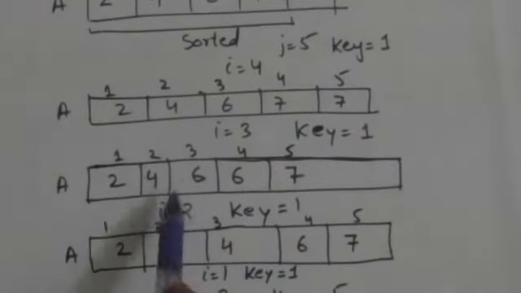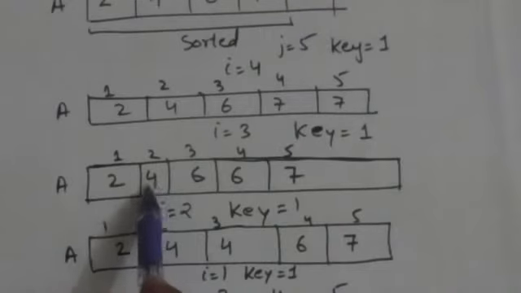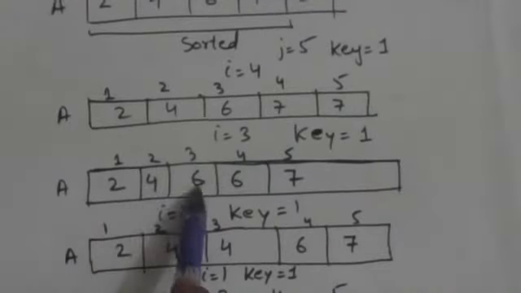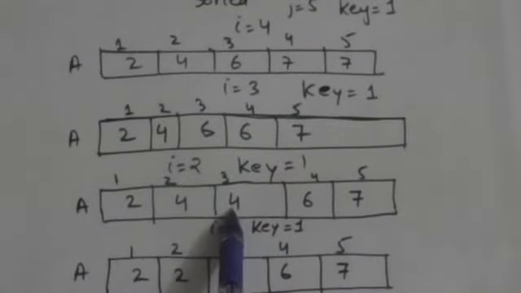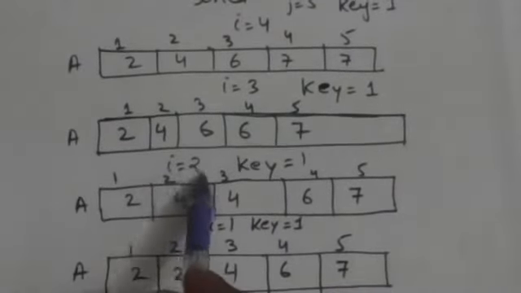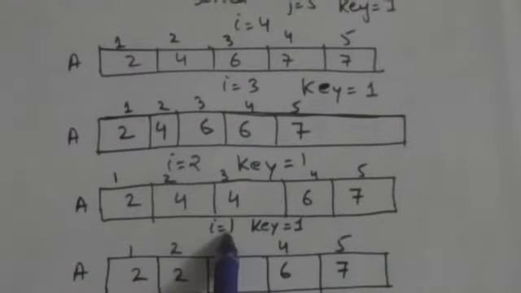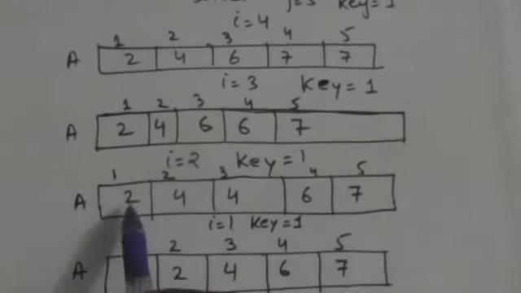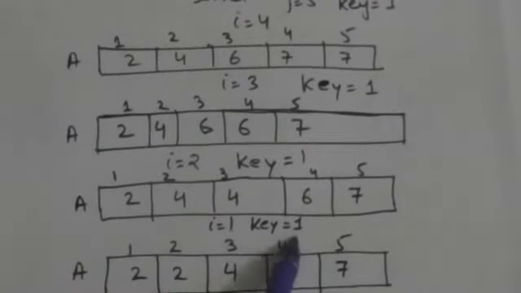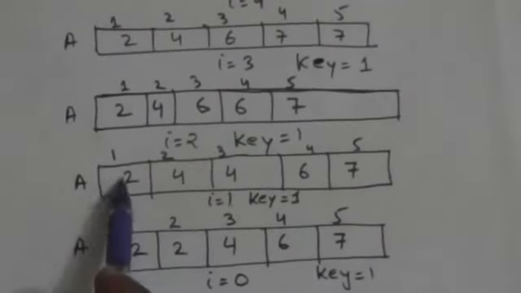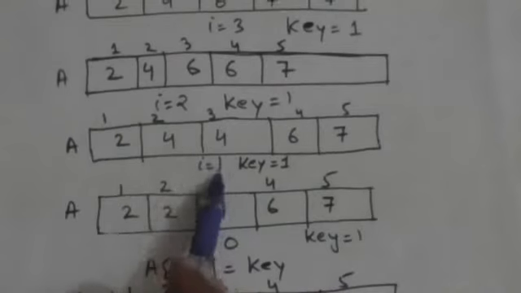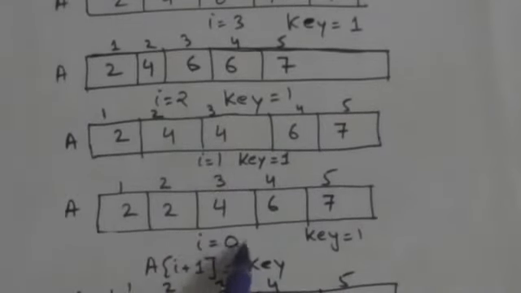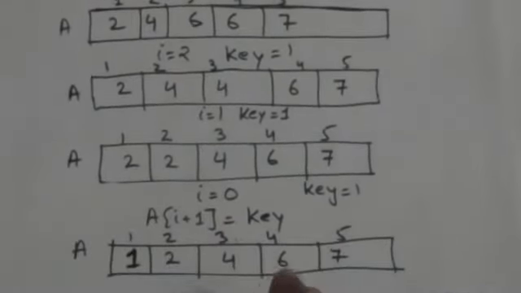It is greater than key. So we will shift this value to one position right in the array. Now the value stored at index 3 has become 4. Now we will decrease the value of I by 1. Now the value of I has become 1. Now the element which is stored at index 1 is greater than key. So we will shift it to one position right, and we will decrease the value of variable I by 1. Now the value of variable I has become 0.